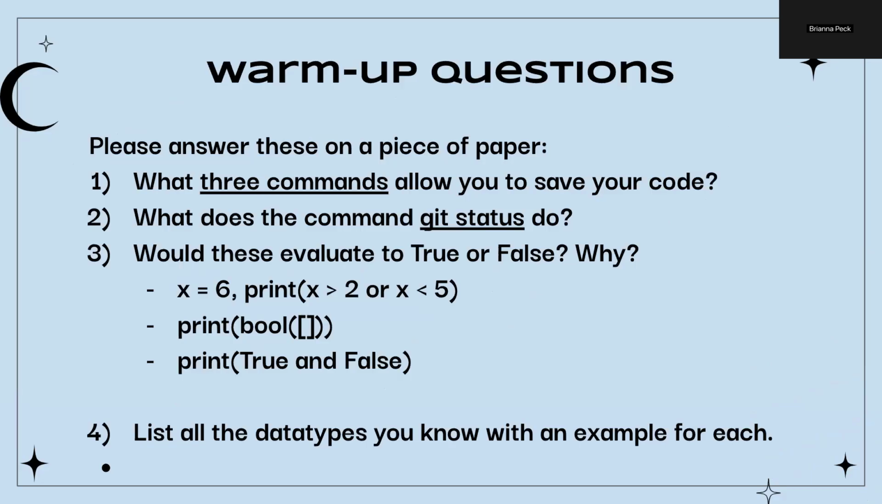So you just want to think to yourself and then talk to the people around you real quick. Just discuss what the 3 commands are that allow you to save your code through GitHub. What does the command git status do? And if you were going to evaluate these in Python, what would they print, true or false? And then at the very end, just list the data types that you know. So just talk to the people around you real quick about the answers to these, and then we'll go over it real quick.